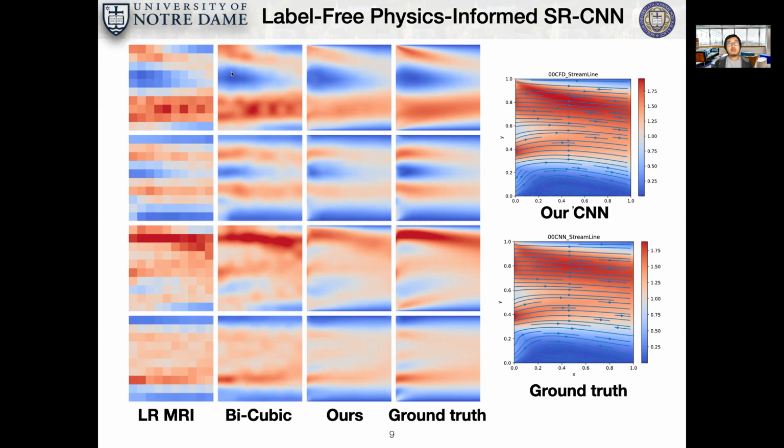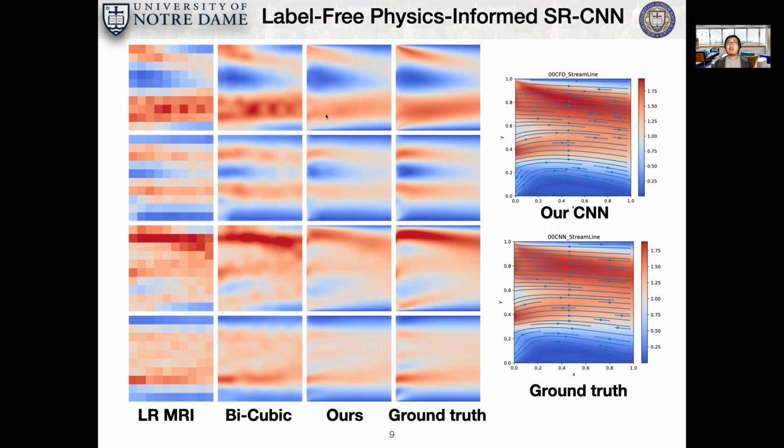Using the traditional super resolution approach, like bicubic upsampling, you can see the results are unsatisfactory, and most of them are not physical. However, our physics-informed CNN performs much better and agrees with the ground truth very well. If you look at the streamline plots and all the flow features, like the recirculation on the bottom, they can be captured very well, and it agrees with the ground truth pretty well.